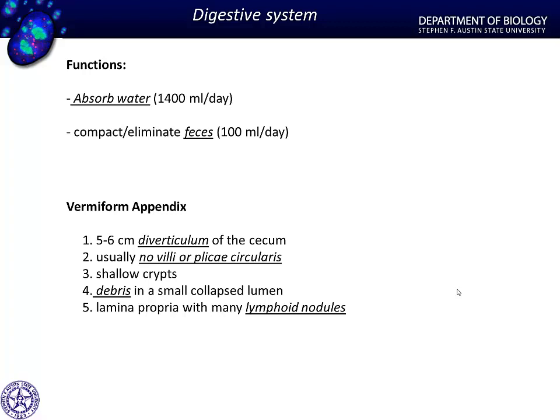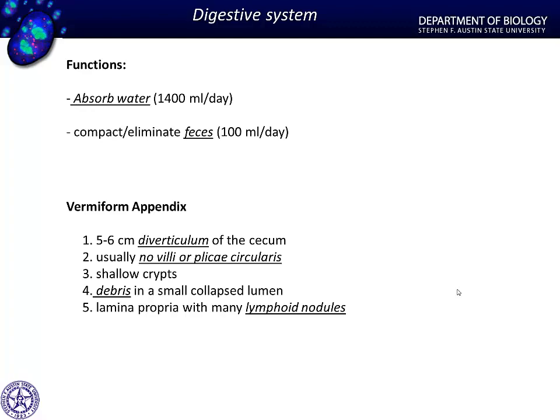Now, the last thing to mention, only because it comes up when we have problems, is our vermiform appendix. This is going to be a diverticulum that's off the cecum. It may be 5 to 6 centimeters long. Usually, you're not going to see any villi because it resembles what we're doing in the colon. We're not going to see plicae circulares, and if you see crypts, they're going to be fairly shallow. But what you will see very often in many sections is debris in somewhat of a collapsed lumen, but you're also going to see lymphoid nodules.